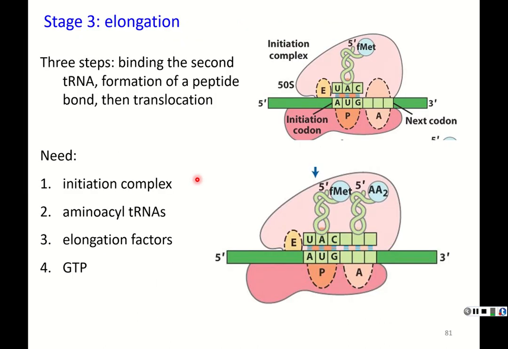Okay, the third stage of translation is elongation, and this again is in 3 steps. You bind the second tRNA, you form a peptide bond between them, and then you get translocation. What you need for elongation: you need the initiation complex to have formed, you need aminoacyl tRNAs as your substrate, you need what are termed elongation factors, and you also need more GTP for energy.